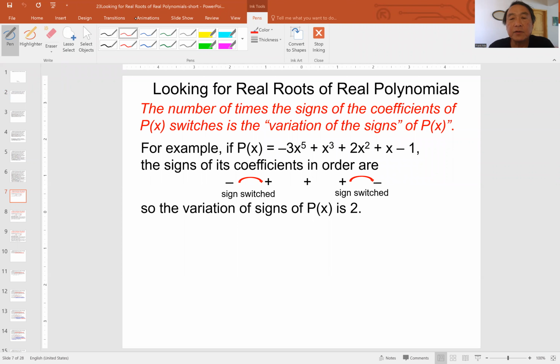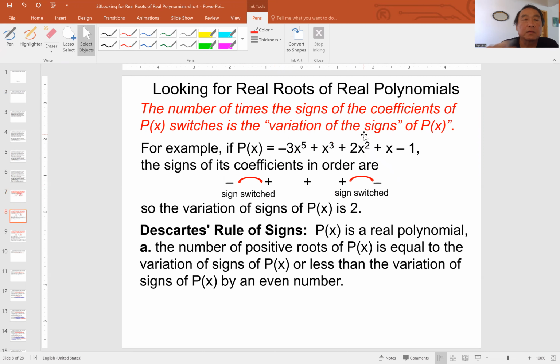The variation of a polynomial is how many switches in the signs of the coefficients there are. Here we have minus, plus, plus, plus, minus, so there are two switches. And Descartes' rule of signs says the number of positive roots must be this number or an even number less. Okay, so it could be 2 less or 4 less.